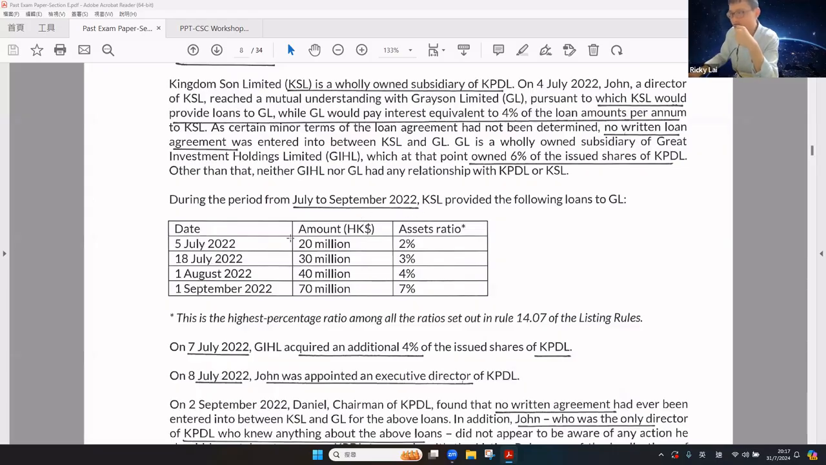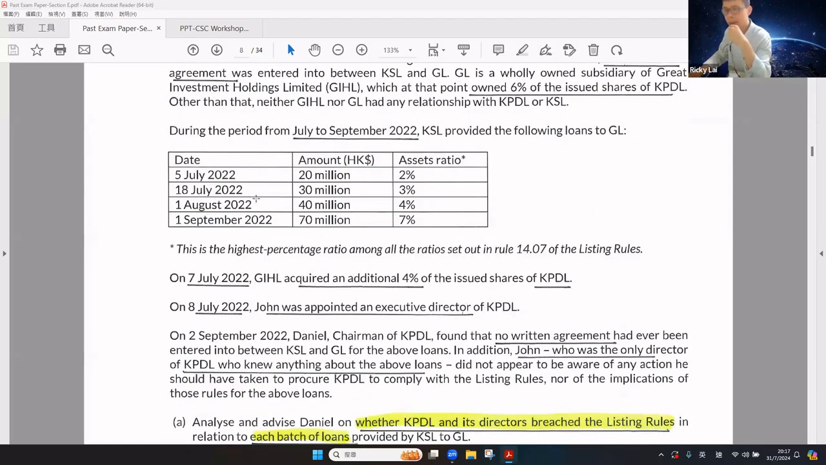Okay, and there are 4 loans provided by KSL to GL. Okay, you can see the respective dates, the loan amounts, and more importantly, according to the listing rule, the highest percentage ratio is the assets ratio. So there is no need to calculate the size test because the question provides the result of the size test. And the assets ratio is the highest percentage ratio. And more importantly, when you're talking about advances to an entity, please also look at the assets ratio.